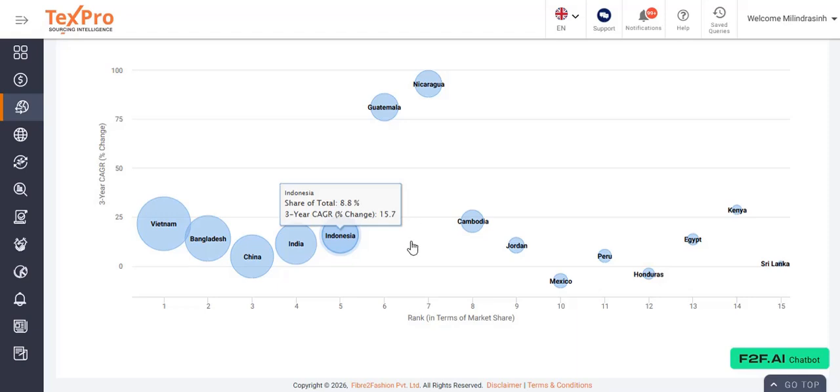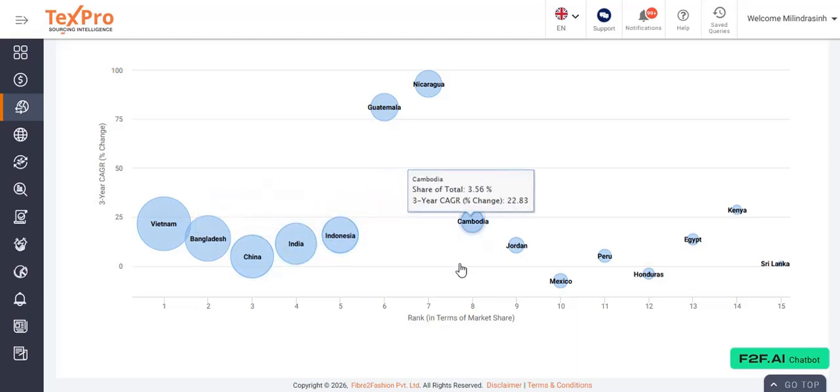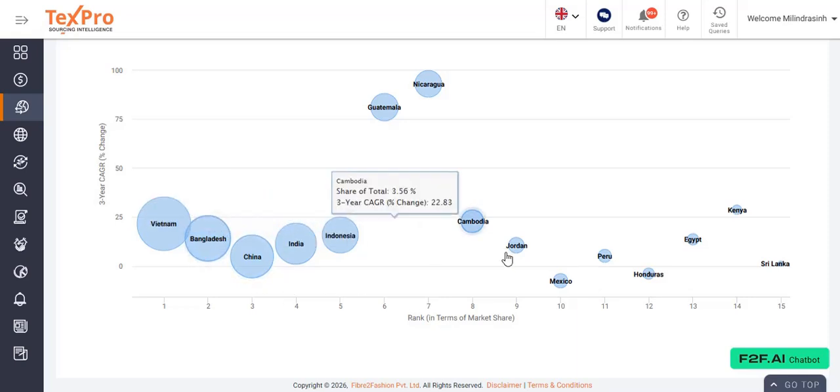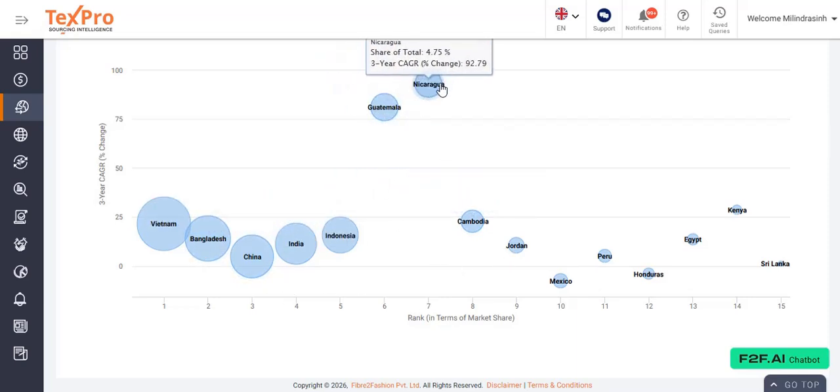From here, clearly I can see most of the partnering countries have shown growth. But Guatemala and Nicaragua have outpaced all other partnering countries. Guatemala, which constitutes around 5% of the total shirt imports of the US, has shown a significant CAGR growth of 81% in the last 3 years, whereas Nicaragua, which constitutes around 4.8%, has shown a significant growth of about 93% in the last year.